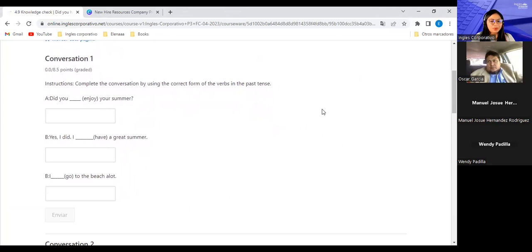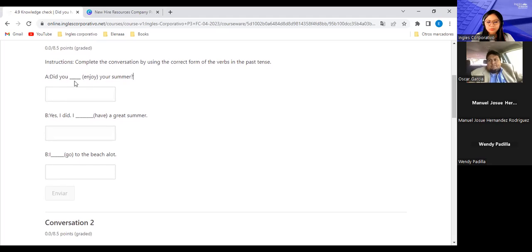Complete the conversations by using the correct form of the verbs in the past tense. Aquí no me estoy especificando. Son afirmativos, negativas, interrogativas, son regulares, irregulares, no. Entonces, aprendamos a distinguir. ¿Qué me están diciendo? La primera. This is a question. Muy bien. So, did you? Y tengo enjoy. El verbo enjoy. Ese es un verbo regular. Yes. Did you enjoy your summer?